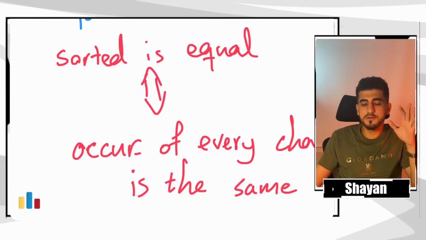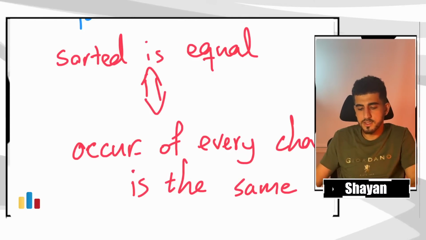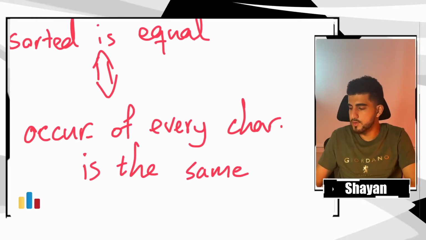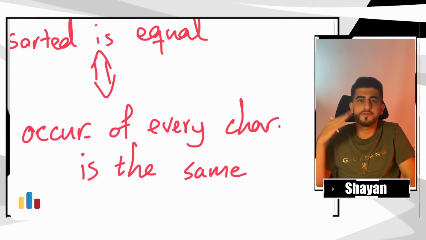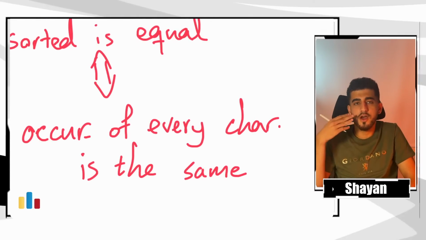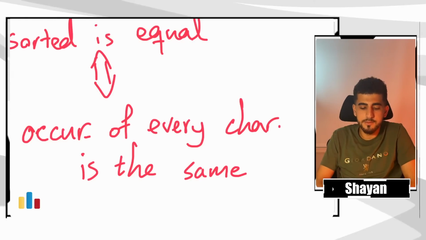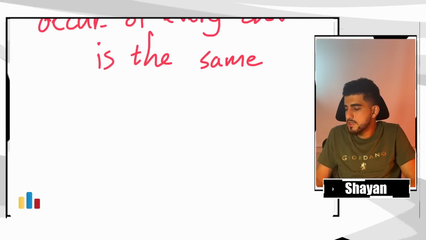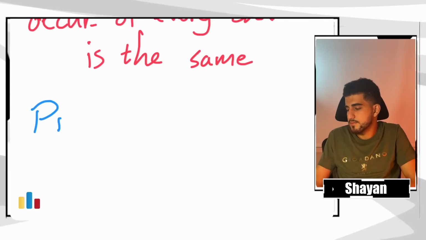So now the question is, what is the minimum number of steps in order to make them equal? How can I find that? For each character, how many of that character do I have in A and how many of that character do I have in B? I have to calculate that, and in order to calculate that, I just use prefix sums.